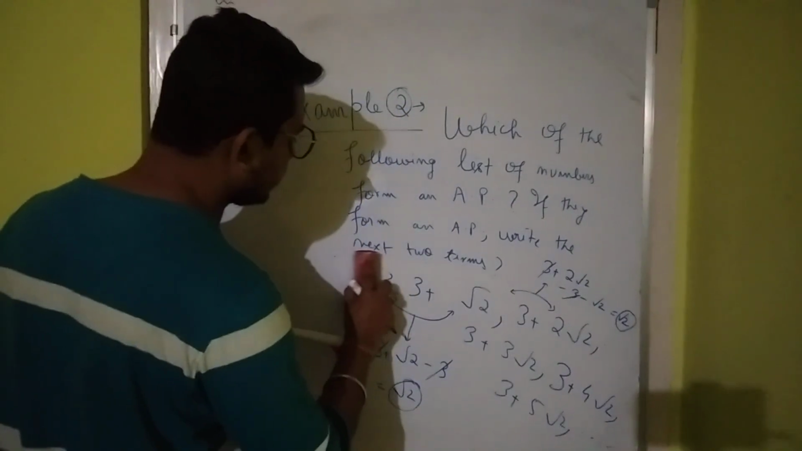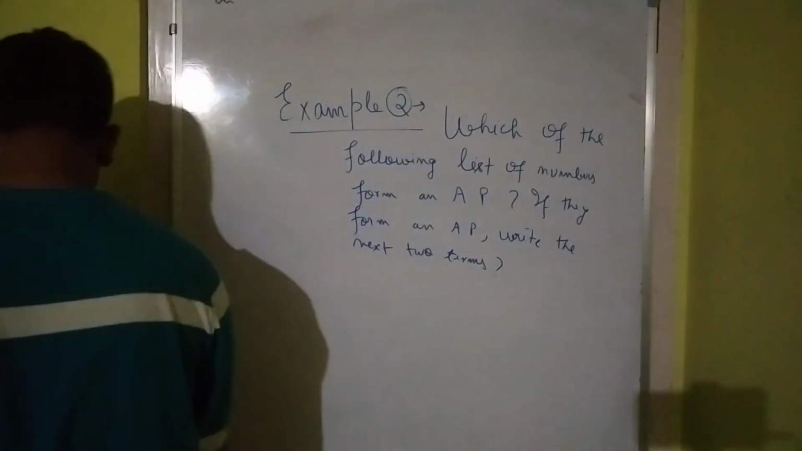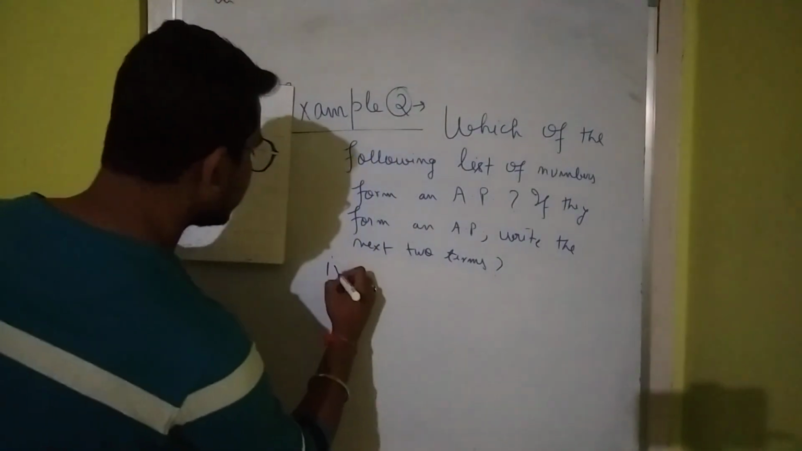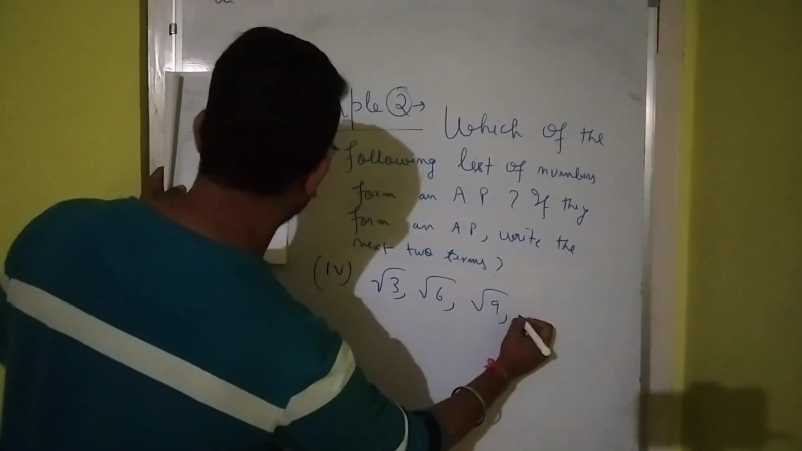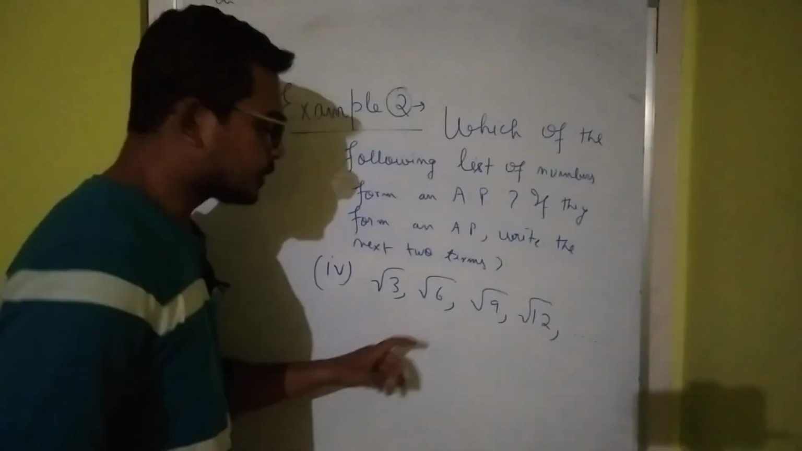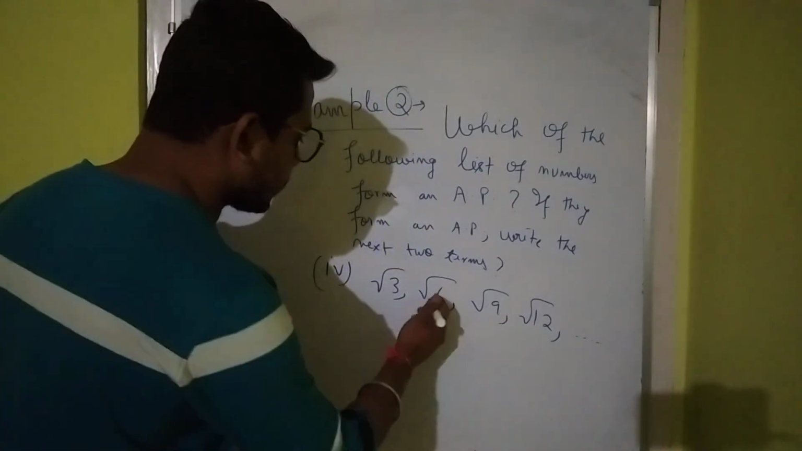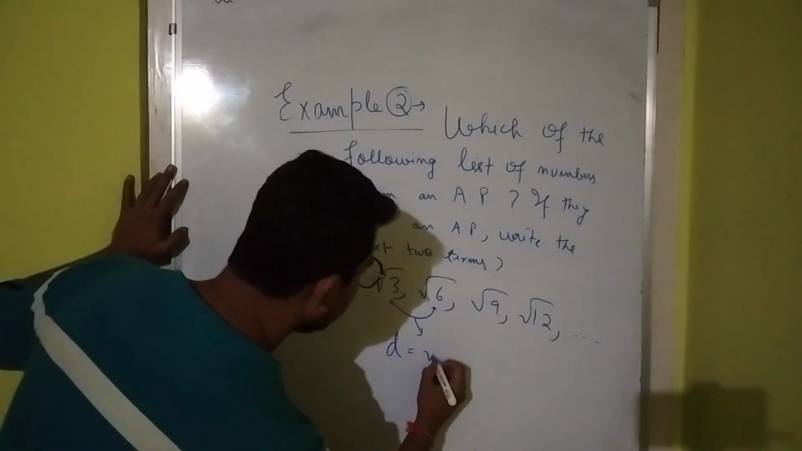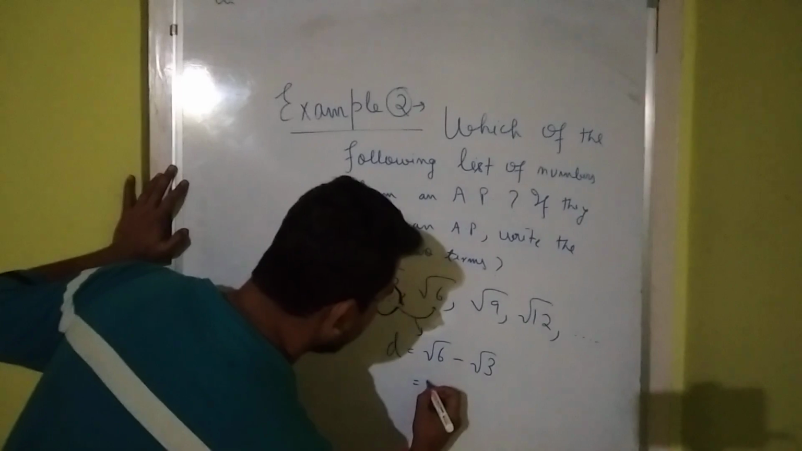चलो एक लास्ट कर लेते हैं यहाँ पे। So the last one is √3, √6, √9, √12 and so on. So यहाँ पे देखो, यहाँ पे irrational numbers है. So let's find the first common difference. There is D will be √6 minus √3. Simple.